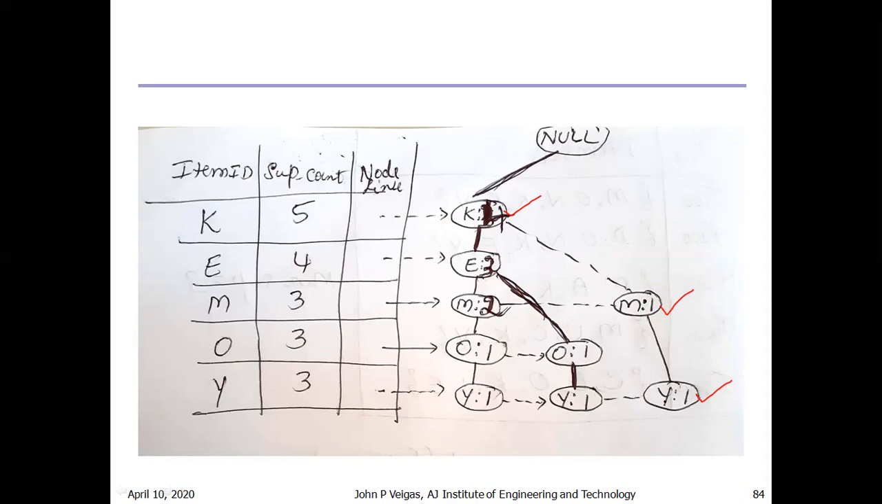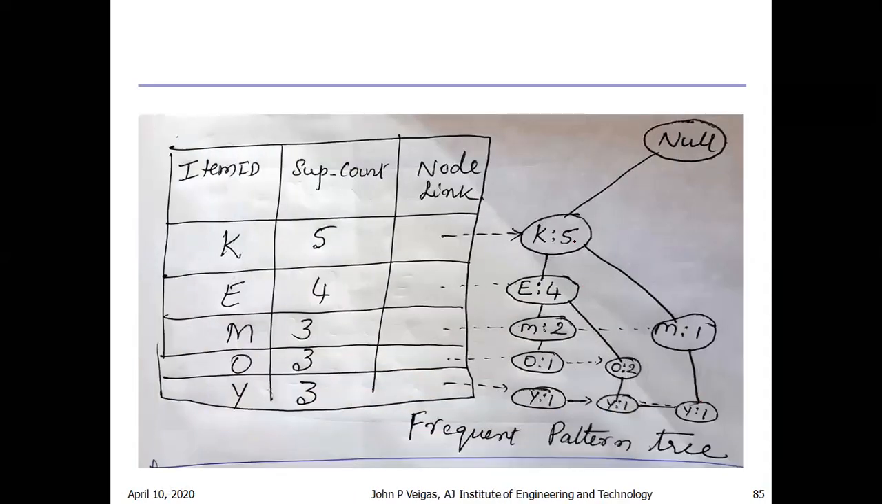Next ordered item set is K, E, O. So that's why we need to increase the K value. K is increased from 4 to 5. Next is E. Earlier it was 3, now it becomes 4. Next O. O earlier was 1 here. Now it is increased to 2. Is it clear?